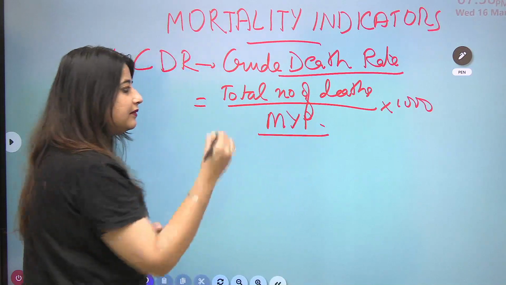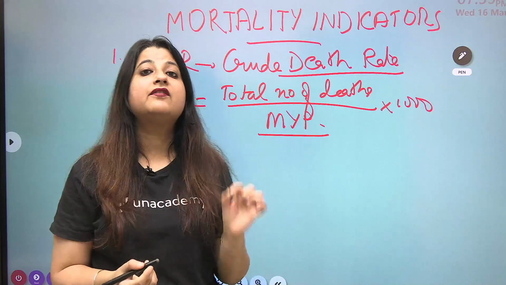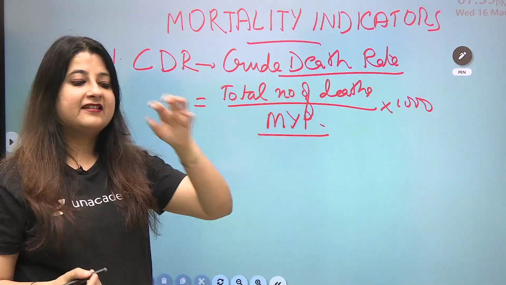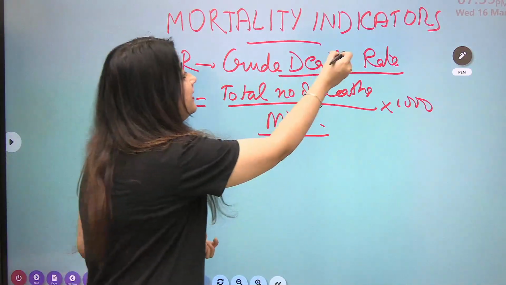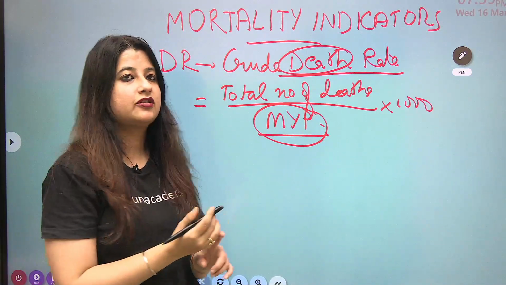And the question comes, when do you take the mid-year population? Another MCQ: it is taken on the 1st of July. Now just pay attention to this. This is a mortality indicator. Here, since these are death rates, the denominator is the mid-year population, okay?